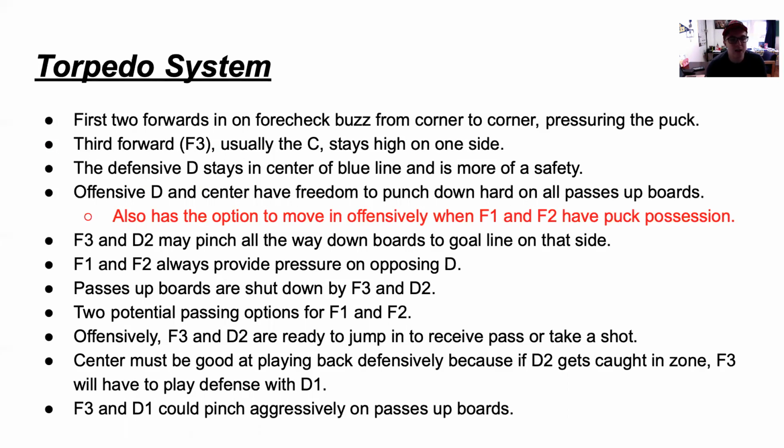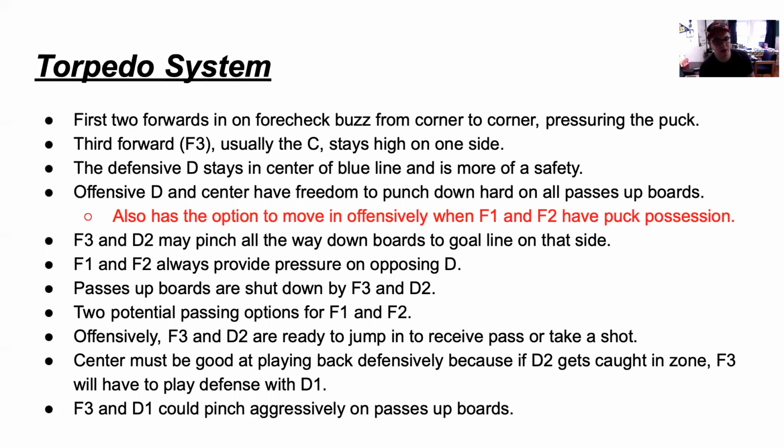F3 and D2 may pinch all the way down the boards to the goal line on that side. F1 and F2 always provide pressure on the opposing D. If passes up the boards are shut down by F3 and D2, two potential passing options from this are for F1 and F2 to get a good scoring opportunity and to create space and more time. Now, offensively, F3 and D2 are ready to jump in to receive a pass or take a shot.